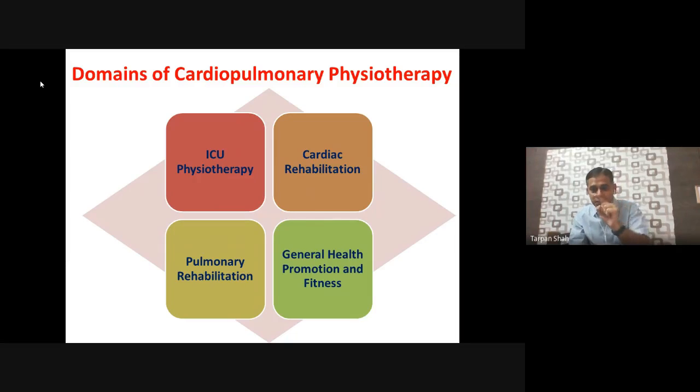B stands for Berger's disease. A stands for arteriosclerosis. A stands for atherosclerosis. A stands for aneurysm, and R stands for Raynaud's disease. So I repeat: Berger's disease, arteriosclerosis, atherosclerosis, aneurysm, and Raynaud's disease. So these are the main five arterial diseases.